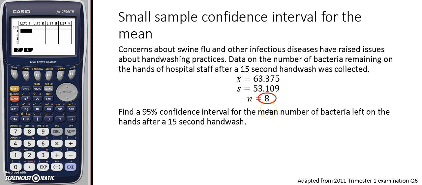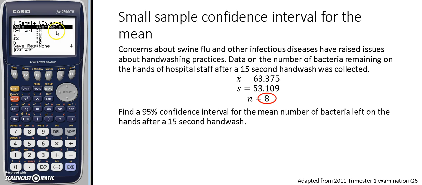We look to our sample size, and because it is less than 30, we're not able to use Z, and instead we consider it to be a small sample. Now, assuming that it comes from a normally distributed population, we can use T, F2. It's a confidence interval for the mean, so we select 1S, F1.